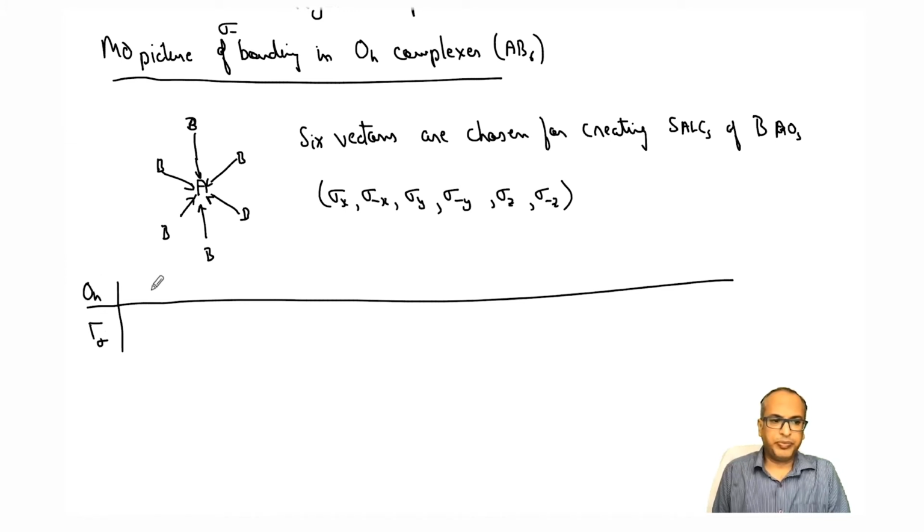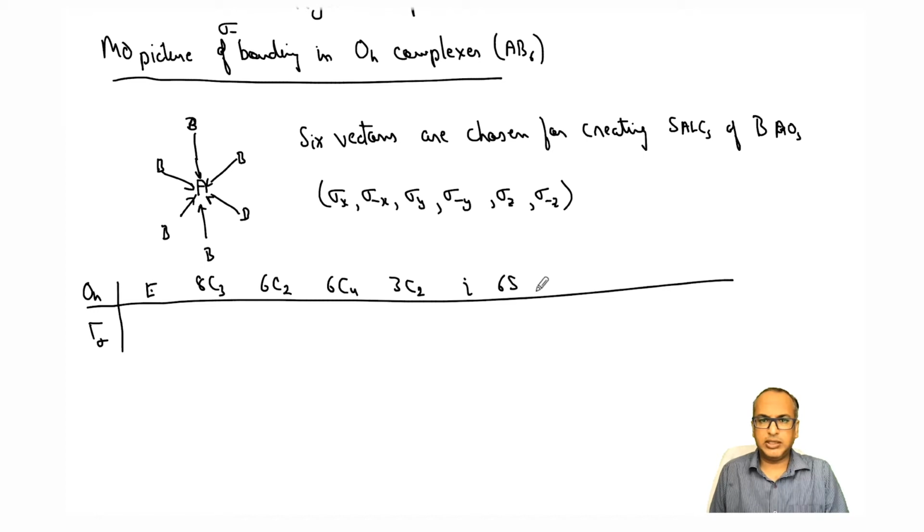Gamma sigma, which will be E, 8C3, 6C2, 6C4, and we have 3 C2s, I, then we have 6 S4s, 8 S6, 3 sigma h, 6 sigma d. So do we have 48 now? 1, 9, 12. Yeah, so this is 48 all.